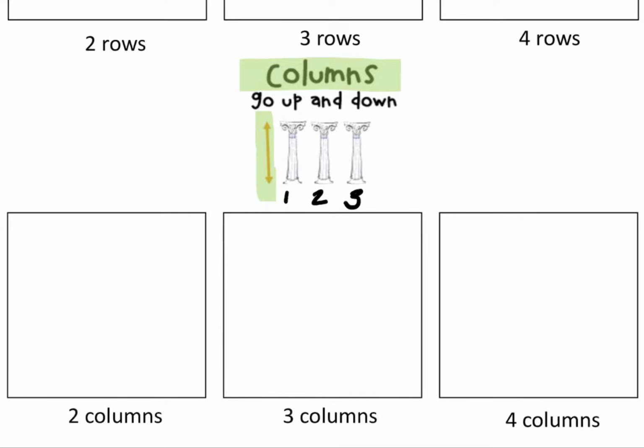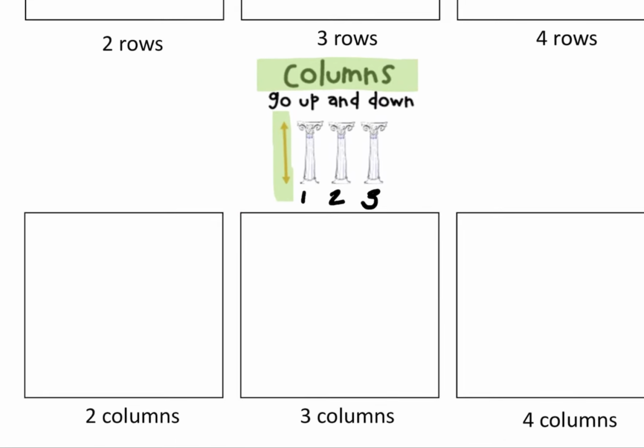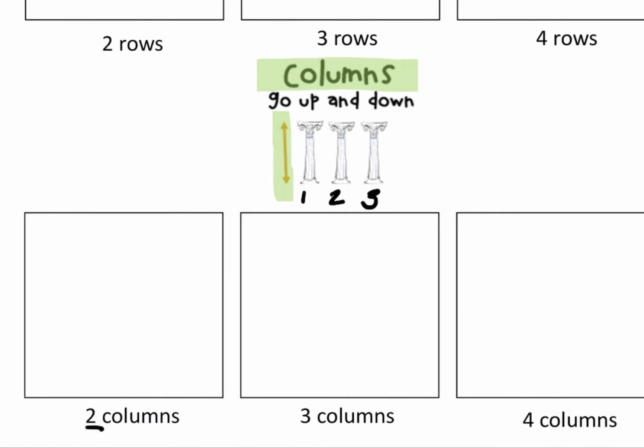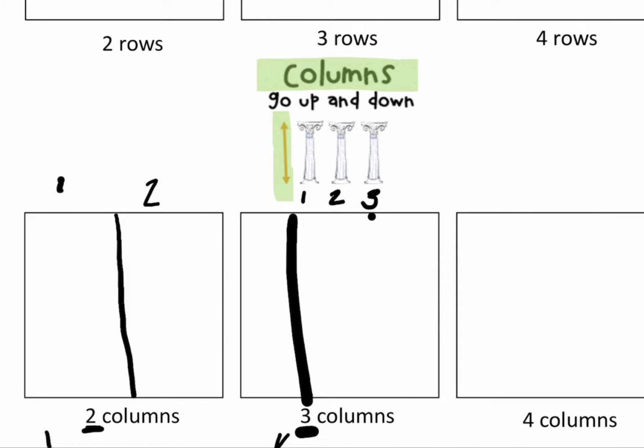So now we're going to do the same thing. We're going to add columns to our square. So if I have 2 columns, I'm going to draw 1 line down the middle. So that gives me 1, 2 columns. If I want 3 columns, I am going to draw 2 lines up and down. 1, 2. So that gives us 1, 2, 3 columns.